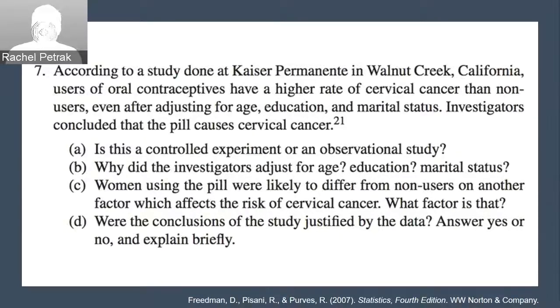Okay, so we're just going to use this information that's given to us in the prompt to evaluate these 4 items. Part A, is this a controlled experiment or an observational study? Well, just based on the information that's given, and that's all we're going to go off of. It's a key thing to remember. Don't read into a question things that aren't there. We're given some reported data, and it sounds like this is an observational study.